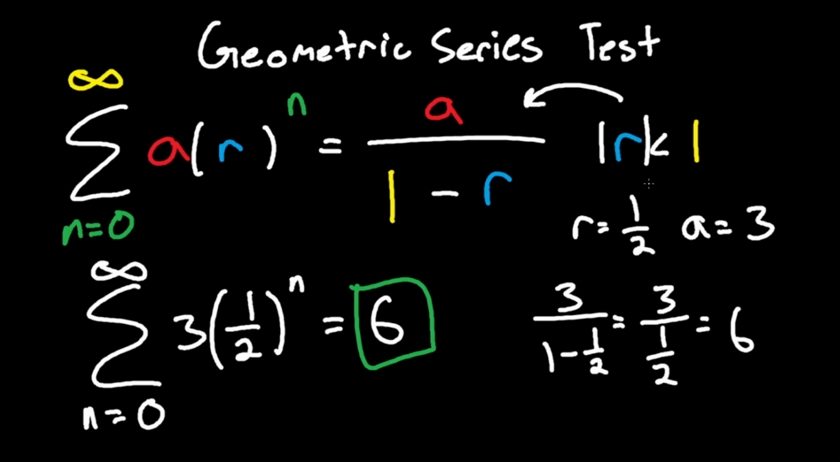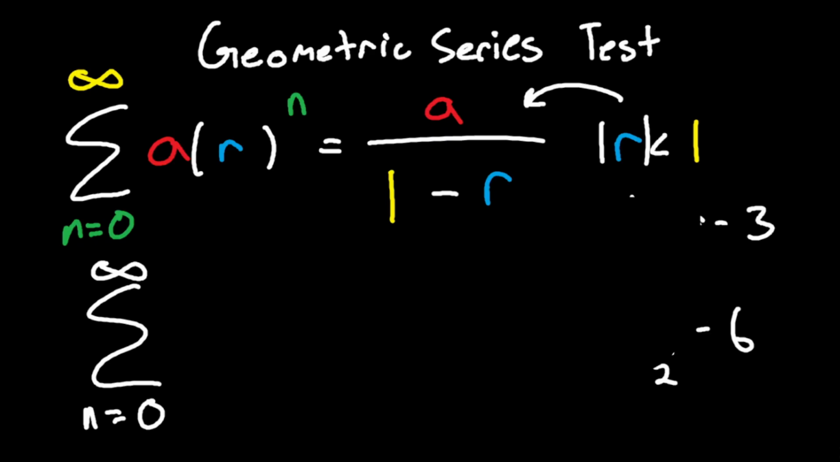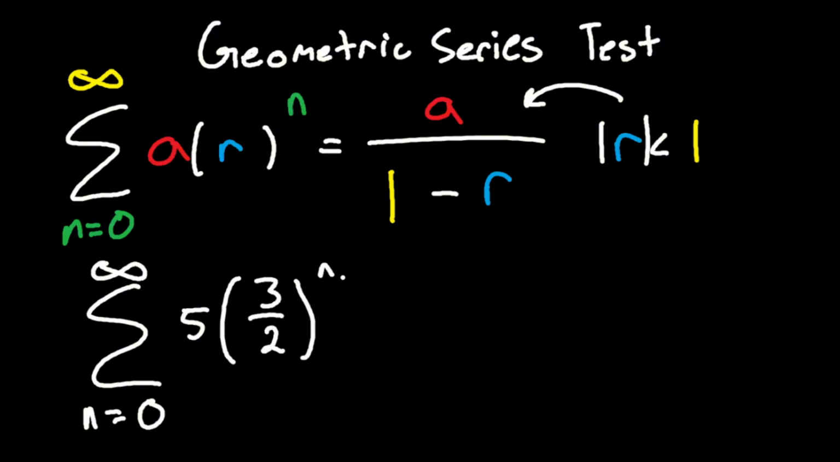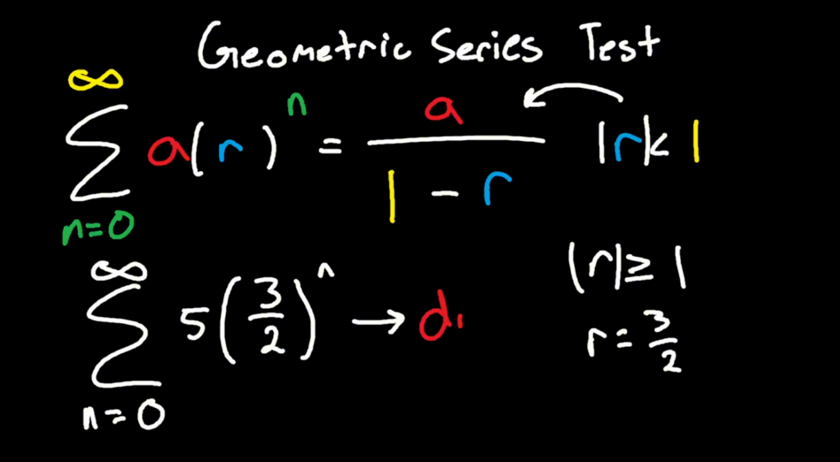Let's go ahead and do another problem. Let's erase this. Take a look at another very simple problem. Let's say the starting value is 5. Let's say the ratio is 3 over 2 to the power of n. Well, in this case, we already know that the series diverges, right? Since the absolute value of r is greater than 1, since r is equal to 3 over 2, we know that this series diverges.